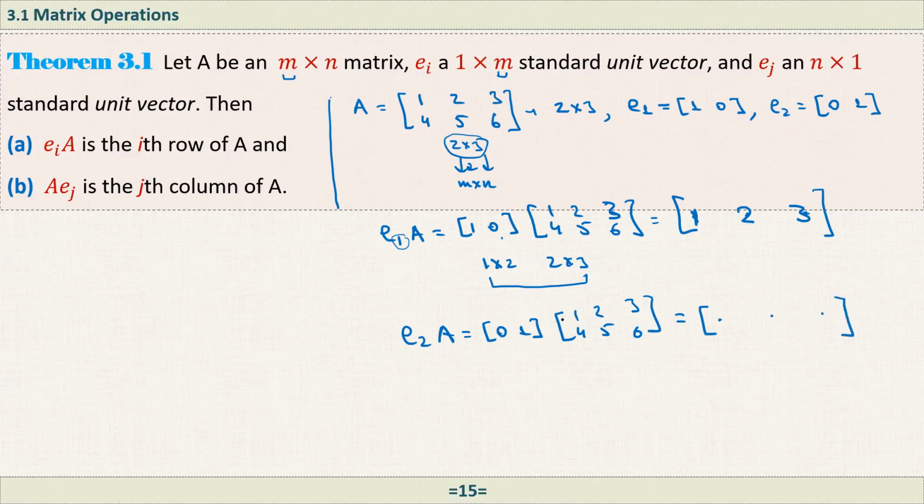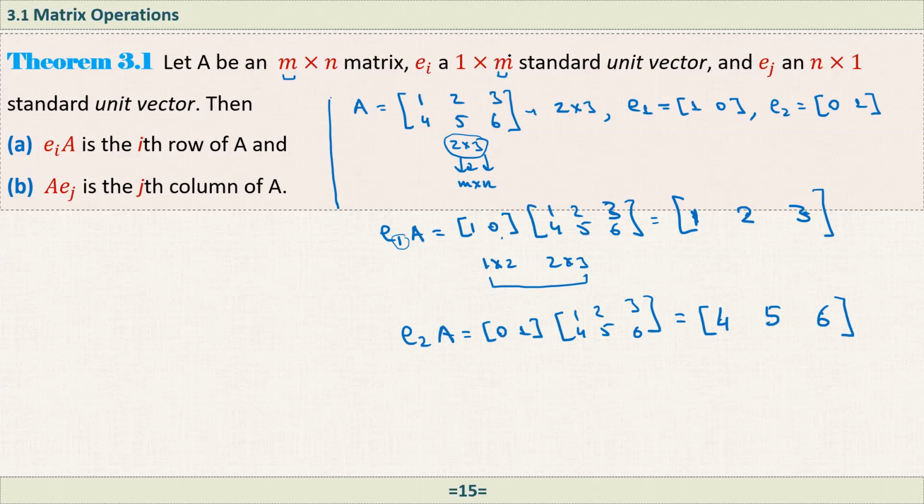So here, 0 times 1 is 0, 1 times 4 is 4. 0 times 2 is 0, 1 times 5 is 5. 0 times 3 is 0, 1 times 6 is 6. So it is 4, 5, 6. That is the second row of this matrix. That is what the theorem is talking about.